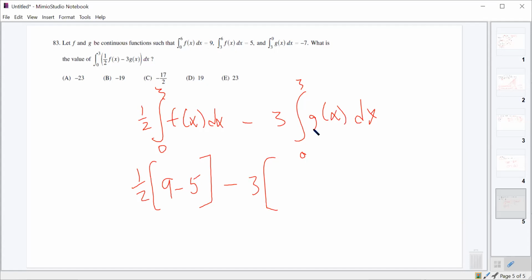And then the integral from 0 to 3 of g of x, well, this is 3 to 0. So you got to flip the sign to make it a positive 7. So you end up with 4 divided by 2 is 2, minus 21 is negative 19. Any questions there on that one? Does that make sense to everybody?